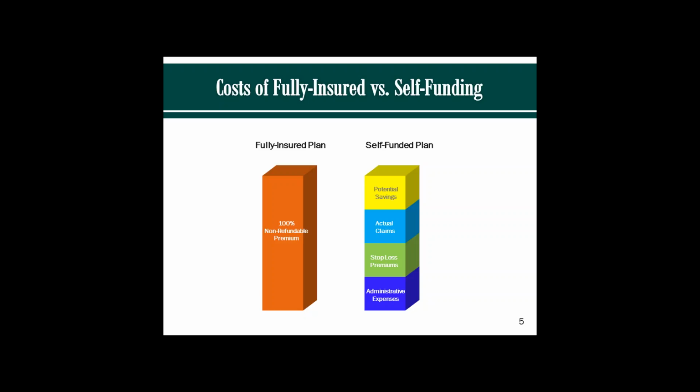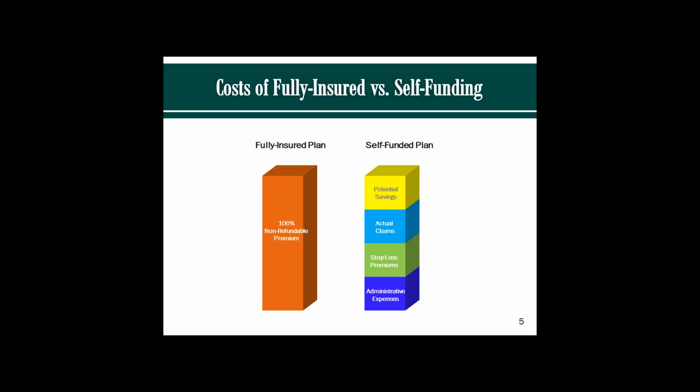Now, in the self-funded plan, you're going to see that your costs are broken into 4 different blocks, and I'm going to start at the bottom. You have an administrative expense fee, which is what you would pay to have claims processed. You have stop-loss premiums, which I'll get into in a minute, but it's basically a cap on your risk, and you pay for that. And then you have actual claims.